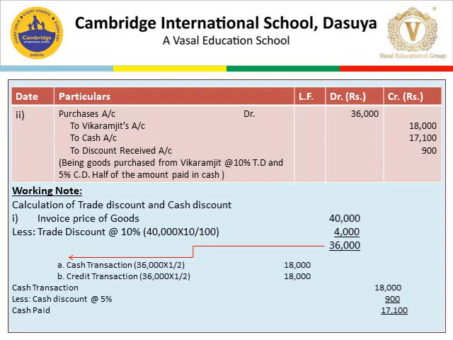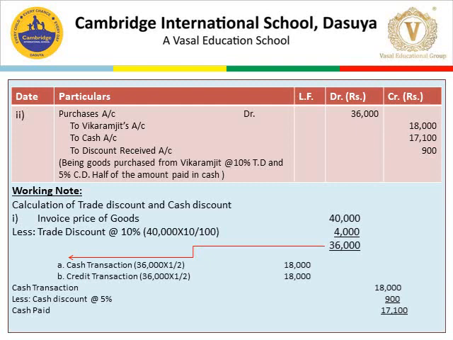Here is the solution. First, we will make the working note, which is always made after journal entries. In the working note, we have to calculate the amount of trade discount and cash discount. First point is invoice price of the goods, that is 40,000, less trade discount at the rate of 10%. 40,000's 10% is 4,000. So 40,000 minus 4,000 is 36,000. We have 36,000 after trade discount.